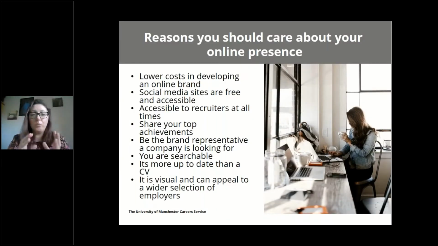Now, we talk about why it's important and why you should care about your online presence. It's lower in cost, so it can be quick and easy to do. So lower in costs to your time. Financially, all the social media platforms are free. Your information is accessible to recruiters via LinkedIn, so you can be searchable, as we put it. You can share your top achievements. So unlike a CV, you're not limited to 1 page or 2 pages. You can be flexible with what you project online, and you can also be quite innovative with how you share your expertise and knowledge.